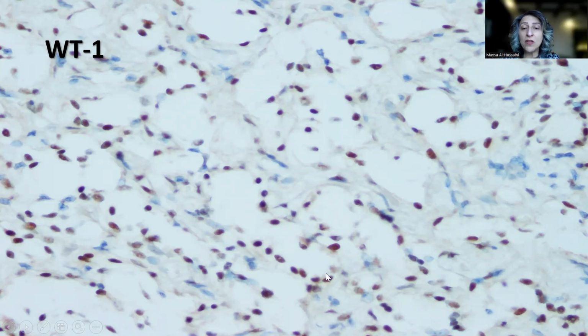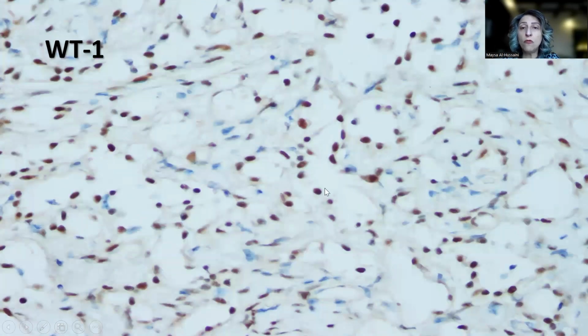However, on high power magnification, these are the same slit-like spaces or glandular spaces that I just showed you, and this is another focus with the slit-like spaces with the hobnailing of the cells dissecting into the WT1 negative pre-existing fibers of the fallopian tube.